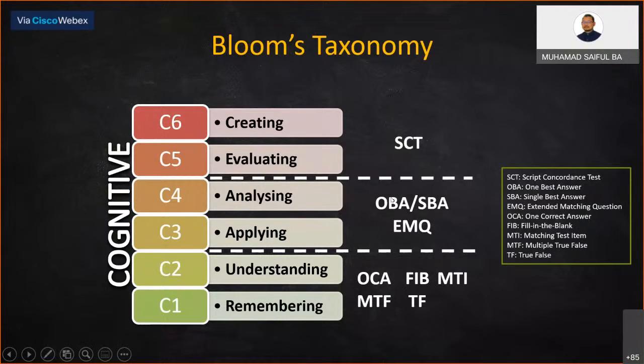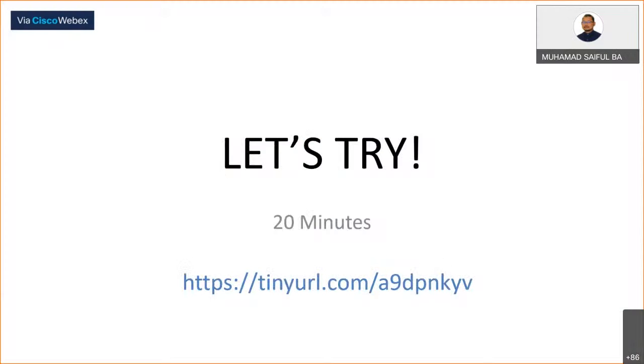Yes. Okay. Good. How about the other 5 at the C1, C2, which is OCA, multiple true false, fill in the blank? Oh yes. So I think that's really good, because at least you have got some previous knowledge that we are going to utilize in our work group later on.